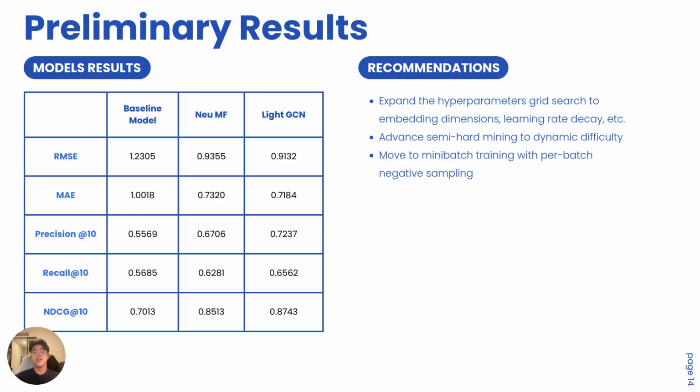So based on this finding, key recommendations are to expand the hyperparameter search to include deeper propagation so that we can include multiple layers. We also want to schedule the learning rate and hybrid mixing parameter, and advance semi-hard mining to dynamic difficulty adaptation. We also want to shift to mini-batch training with per-batch negative sampling for scalability, and perform systematic ablations to quantify the contributions of side features, biases, and each loss component.